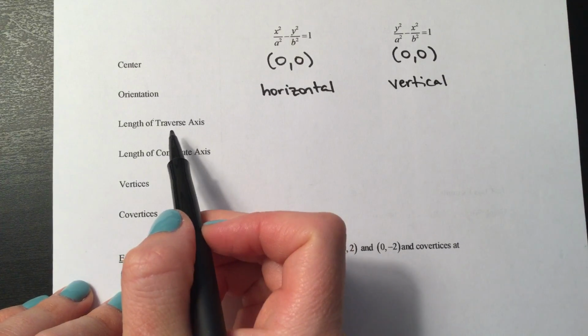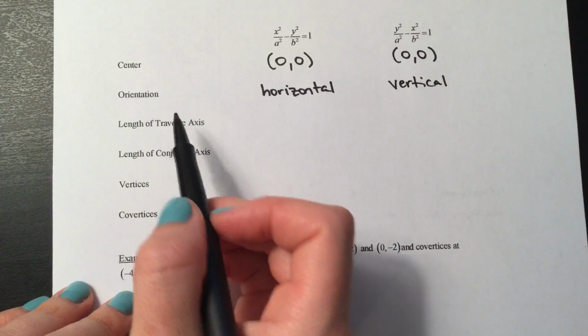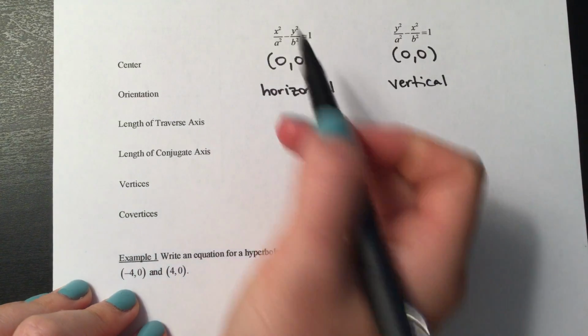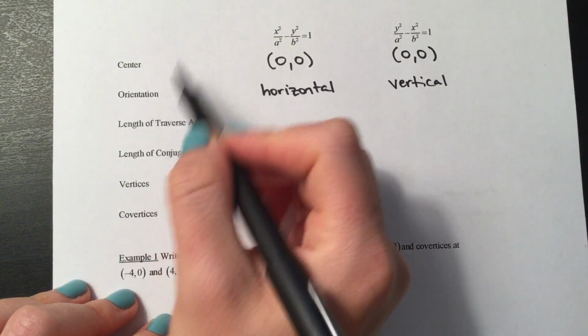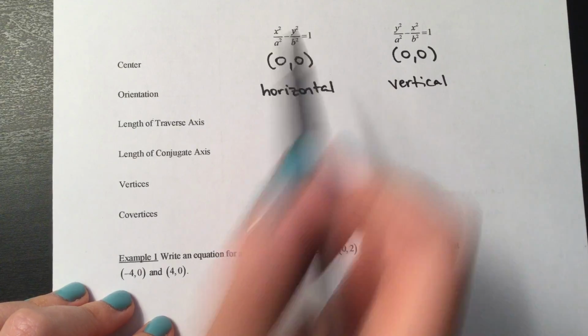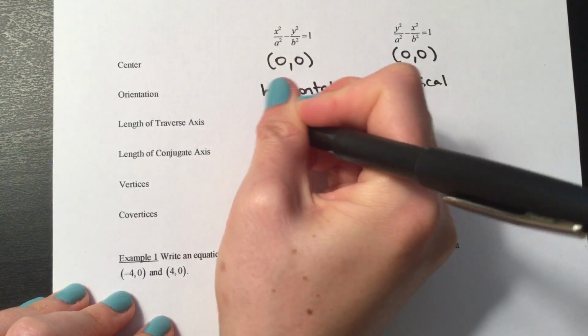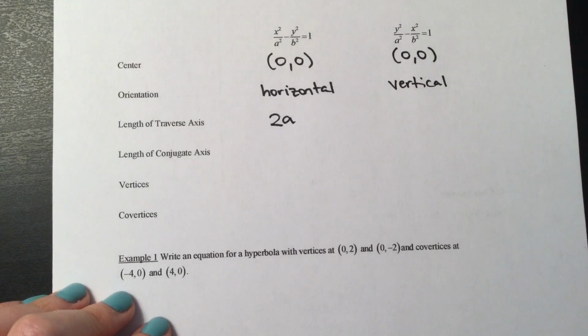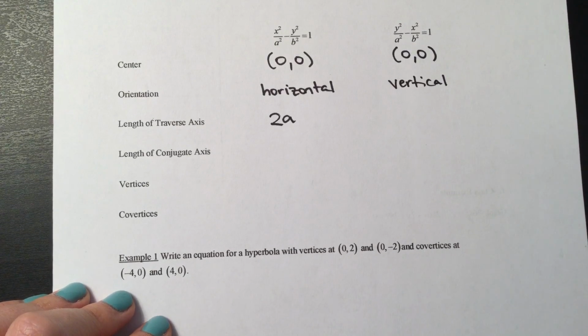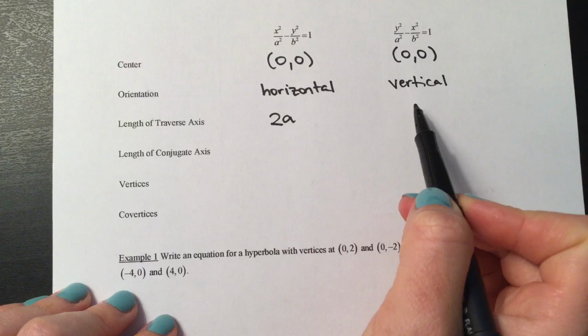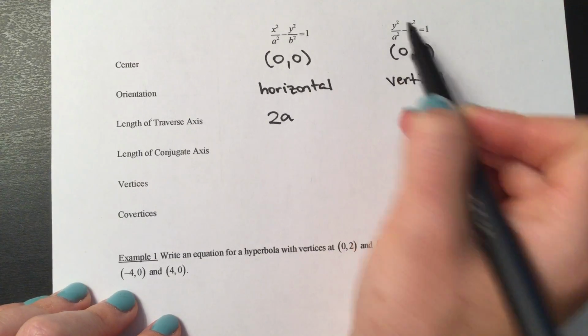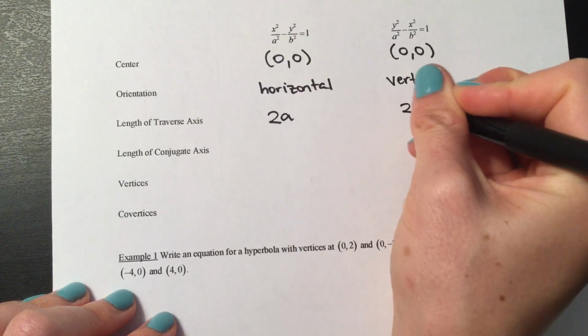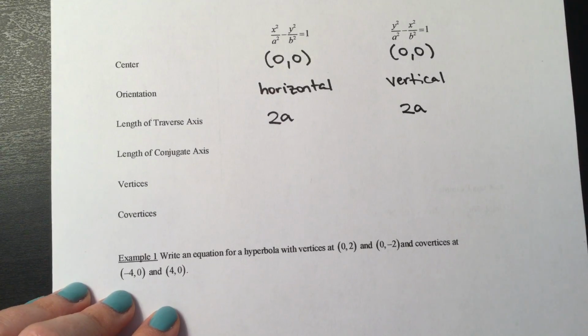Okay, our transverse axis, that's like our main axis. That connects the vertices. So with this one, our main axis goes to the left and to the right. And I'm going left and right A units. So if I go to the left A and to the right A, then I end up with 2A units. Same thing here. My transverse axis is kind of the main one, but for the main axis, I'm going up and down. So I'm going up A units, down A units, grand total of 2A.